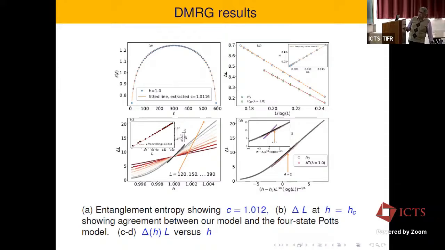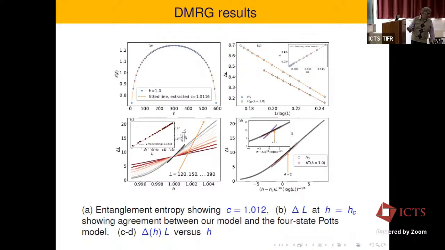And you can see that you can go to really large system sizes with DMRG. For the entanglement entropy, we went to 600 sites. For this data, we went up to 390 sites. So much, much bigger than what you can do with exact diagonalization. And this last one is showing that this H3 or 3-spin model and the 4-state Potts model really exactly fall on the same line, once you put in A equals 2 and then you try exactly this form with these particular powers.